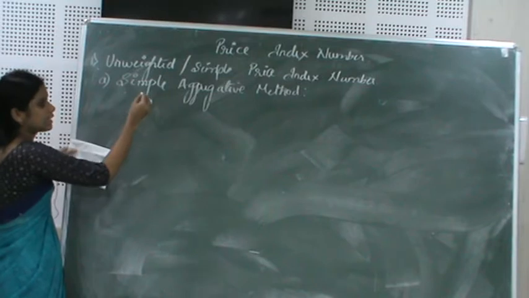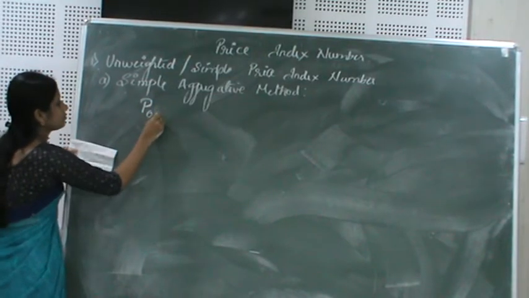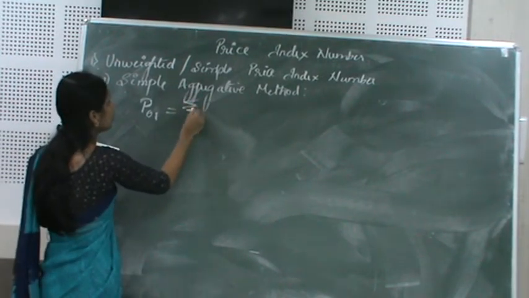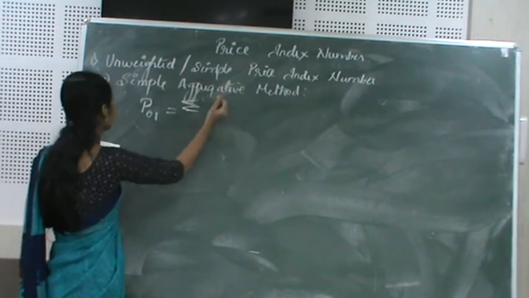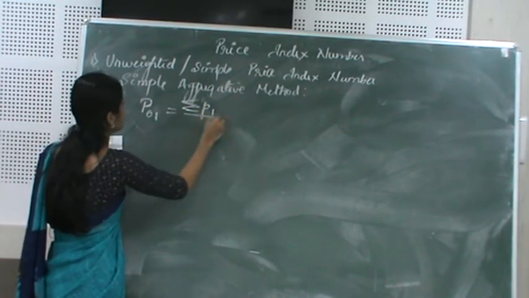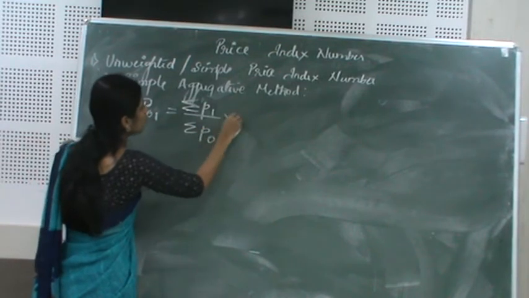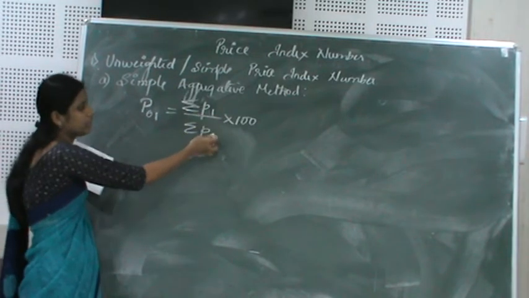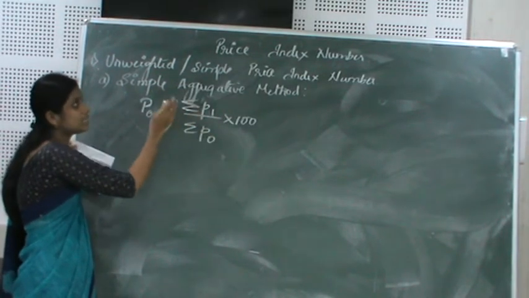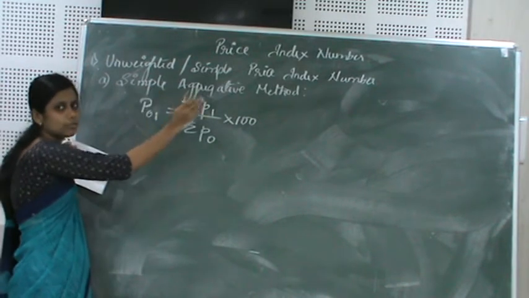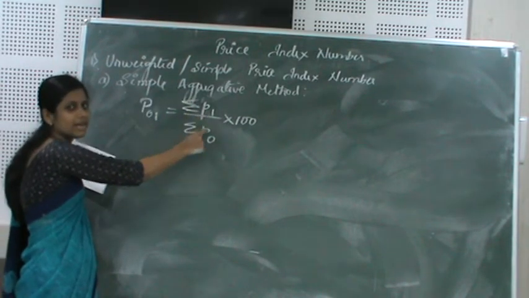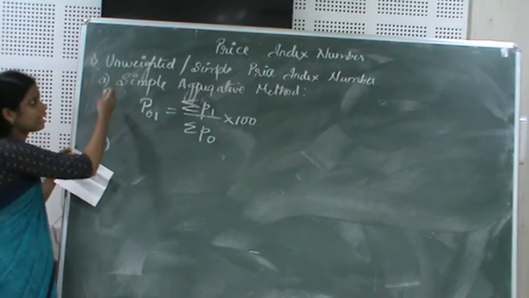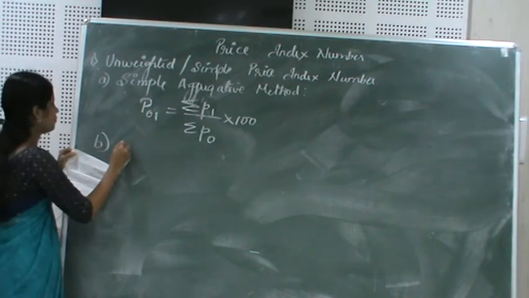Price index number is denoted by P01. P01 is equal to summation of P1 divided by summation of P0 into 100. You have seen the price relative formula, which is P1 divided by P0 into 100. But the price index number formula under the simple aggregative method is summation of P1 divided by summation of P0 into 100.